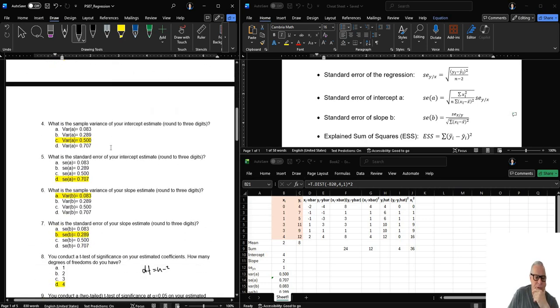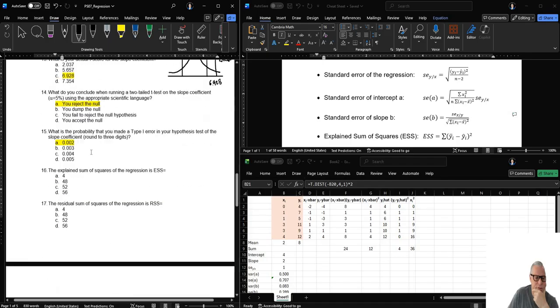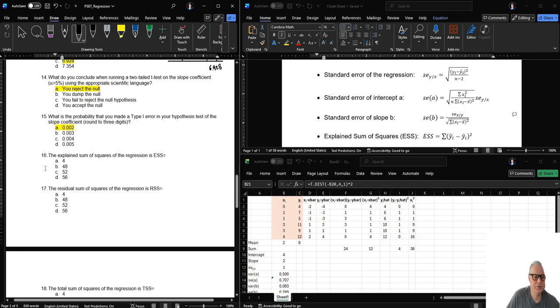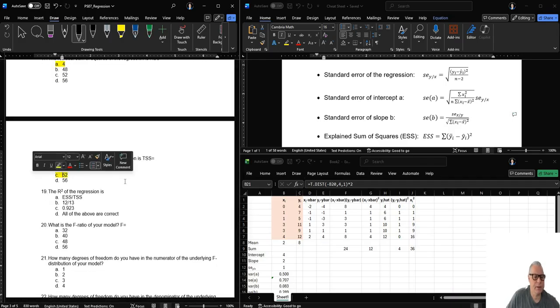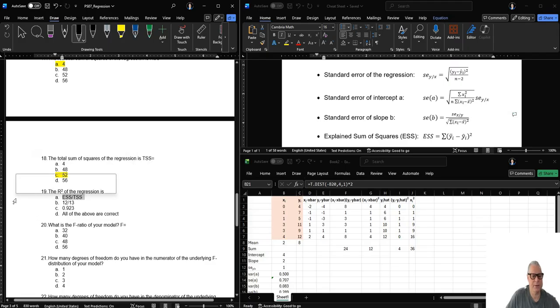Okay, so now let's go back to the questions. The explained sum of squares of the regression, we just said that's 48. The residual sum of squares was very low, 4. The total sum of squares was 52. So now what is the R squared? Okay, so the R squared is the explained sum of squares over the total sum of squares. That is correct. And we had the explained sum of squares was 48. The total sum of squares was 52.